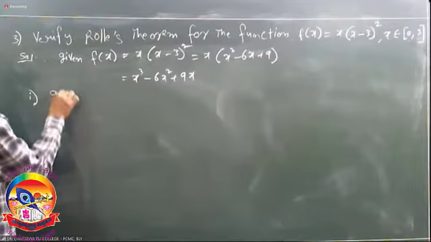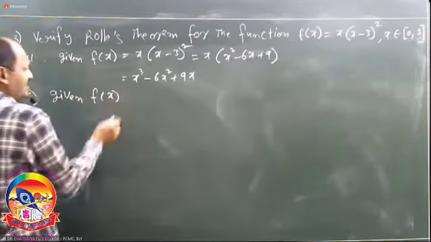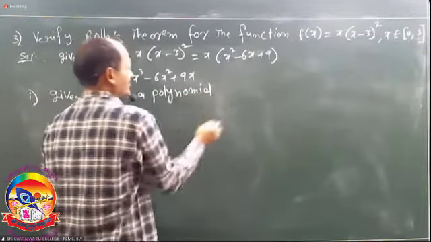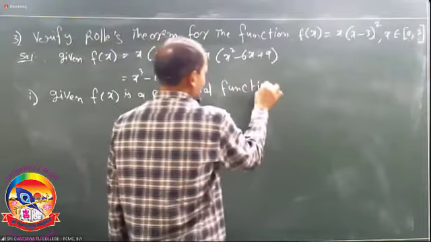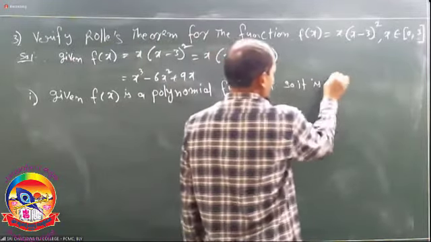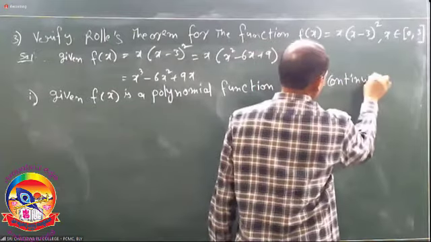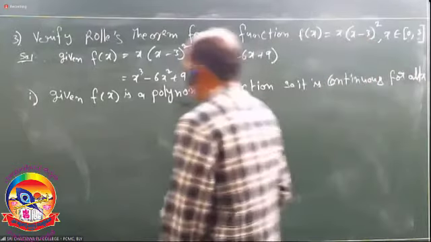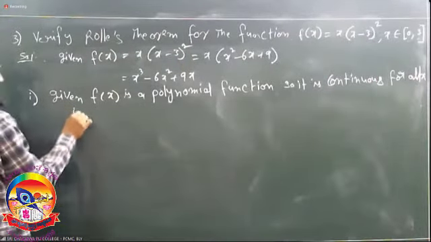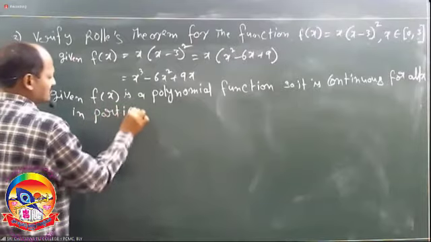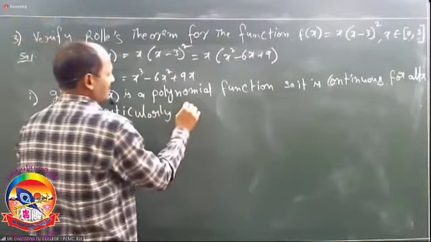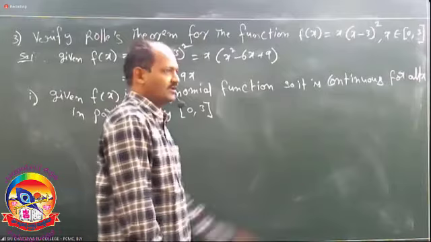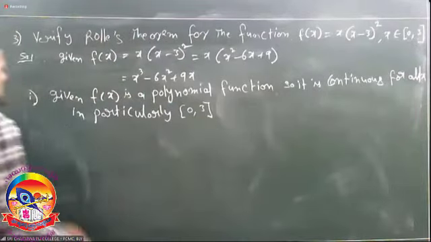Given f of x is a polynomial function, so it is continuous for all x. In particular, on 0, 3 also it is continuous. In the given interval 0, 3 also continuous.